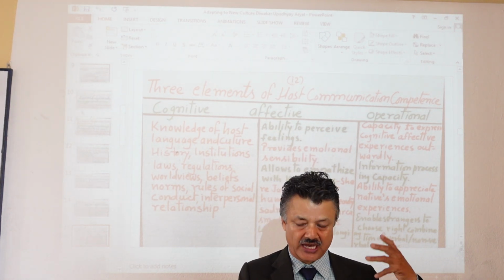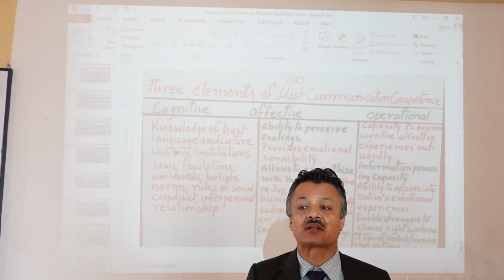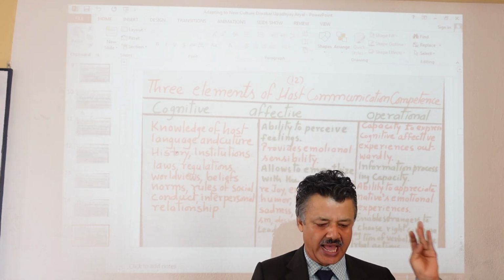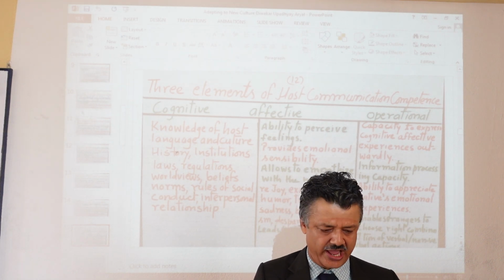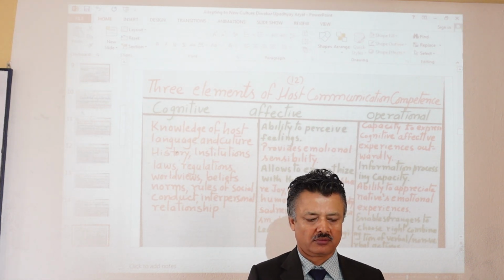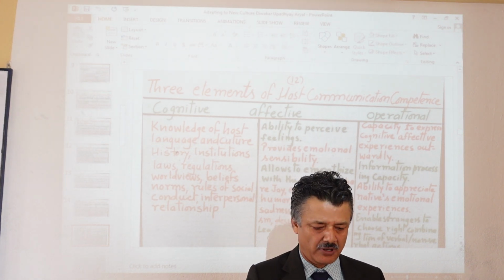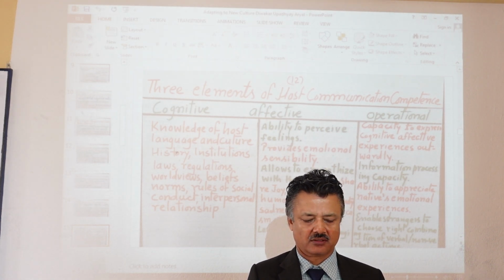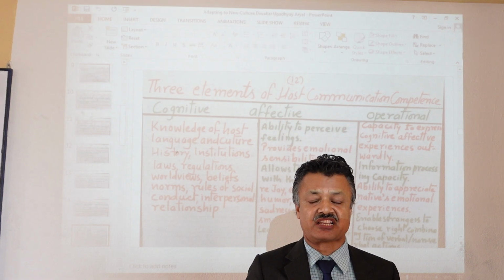Knowing their conduct and interpersonal relationships. Say with me, knowledge, language, history, institution, law, regulation, worldview, belief, norms, rules, social conduct, interpersonal relationship.